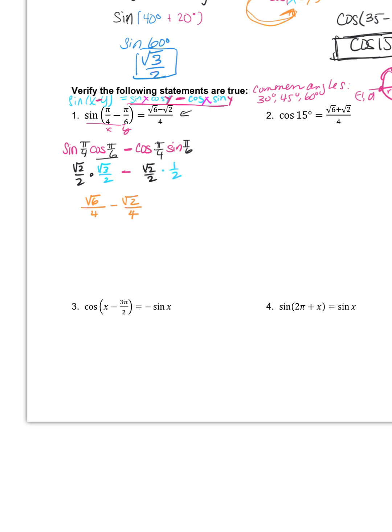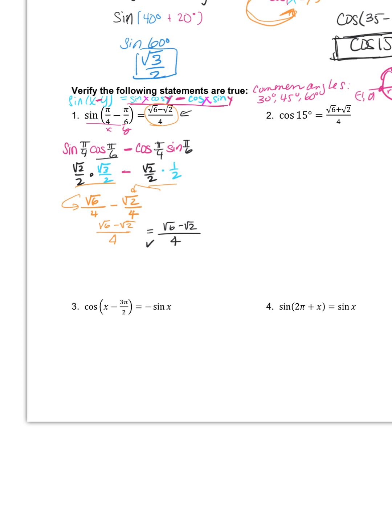Okay. So when I multiply these two together, I get the square root of 6 over 4 minus this. When I multiply together, I get square root of 2 over 4. Now, I need them all over the same denominator. Well, that's what I can do here. I have two denominators. I have 4. So combine them by just putting the numerators together. And that does equal what we have over here.